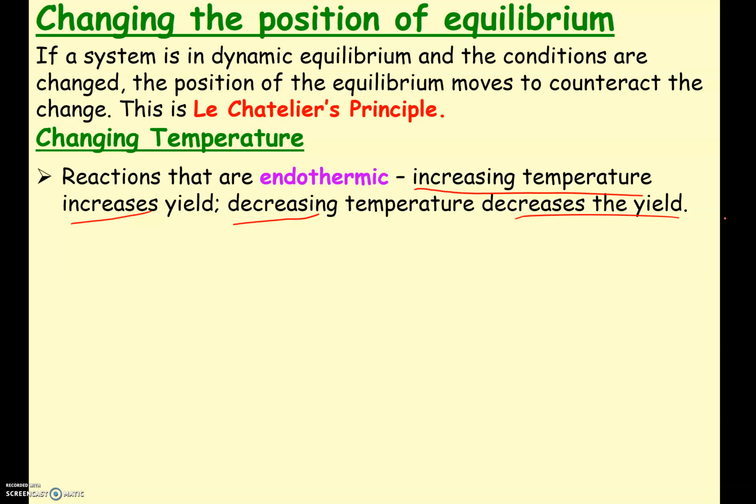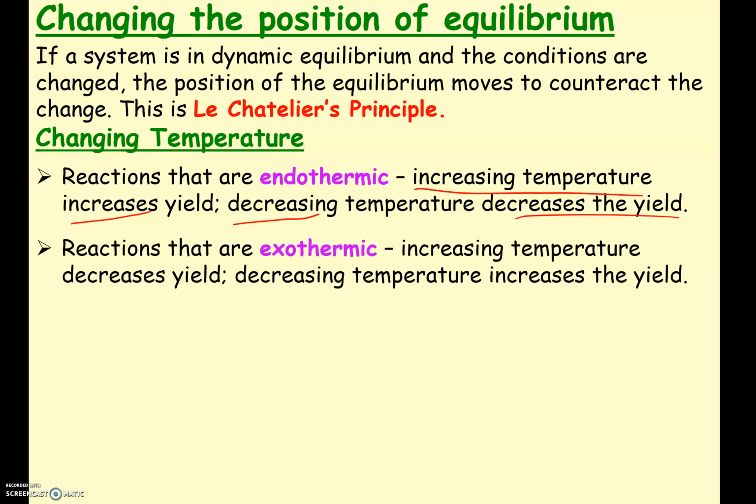For exothermic then, you're giving out heat, releasing heat energy. So if you increase the temperature, that actually decreases the yield. If you decrease the temperature, you increase the yield.